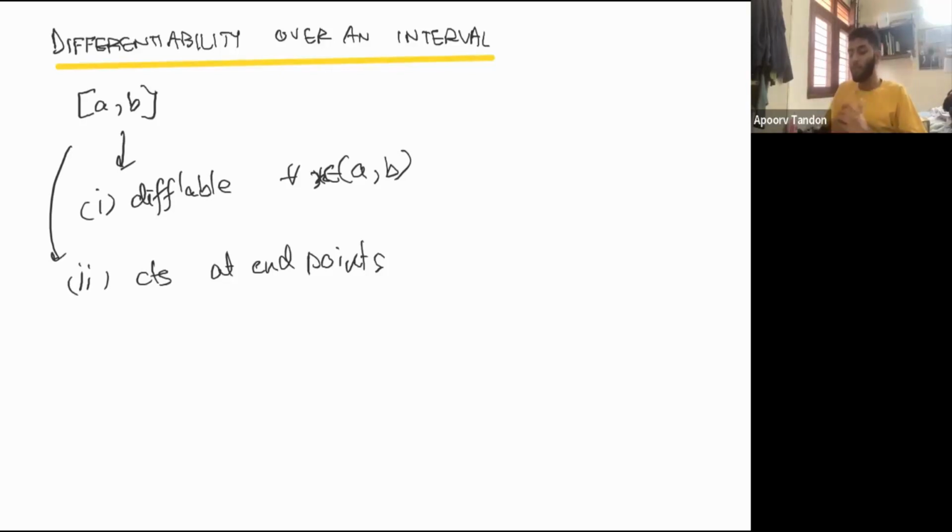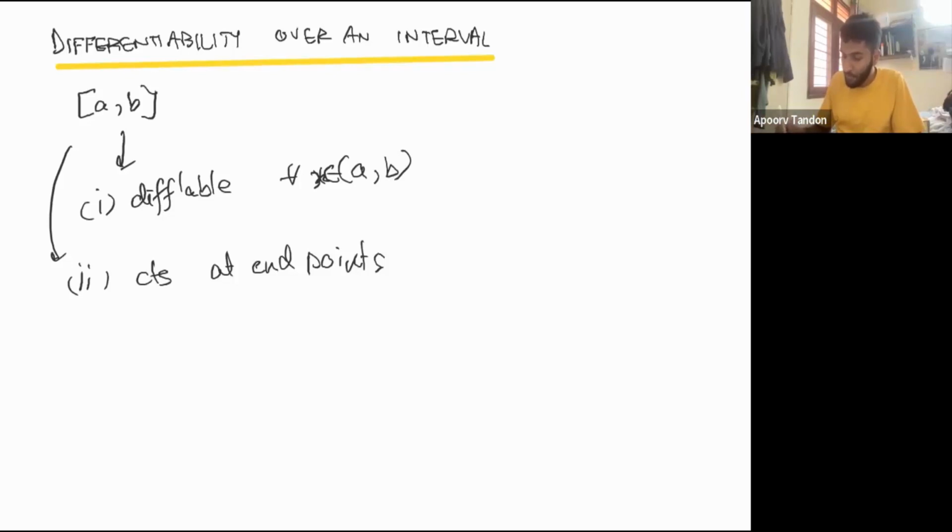Once we know that the function is continuous at a and b, we assume that it must also be differentiable. Although continuity, of course, does not imply differentiability, for our purposes we conclude that the function is differentiable at x equals a and x equals b as long as we're able to prove that it's continuous at x equals a and b. All right.